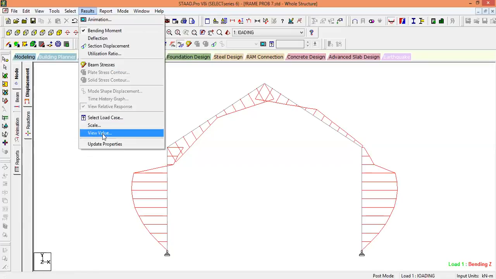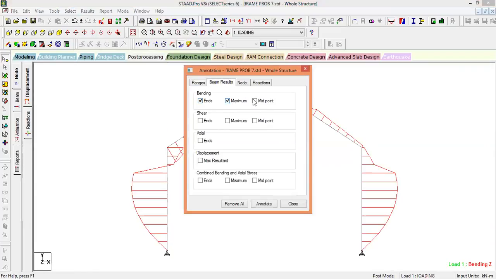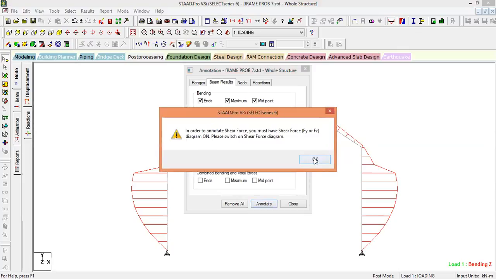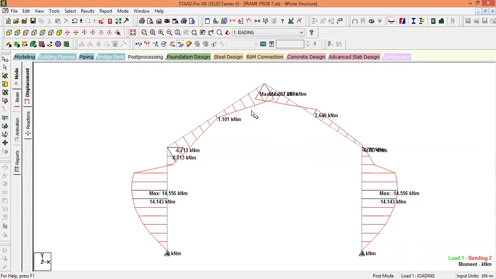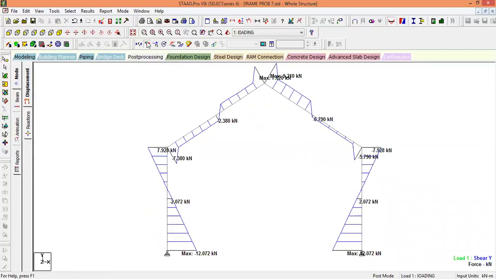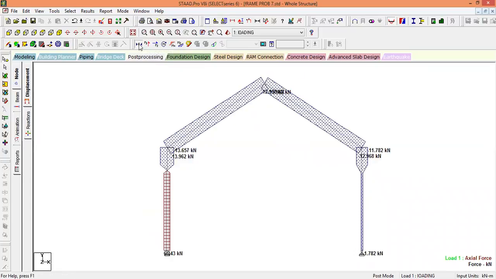Go to result, view value, view. You can select whichever you want here itself. You can also select axial, annotate, close. And these are the bending moment values. Now switch it off and go to shear force. These are the shear force values, and take the axial forces. This is how you have to solve a problem on gable frames.